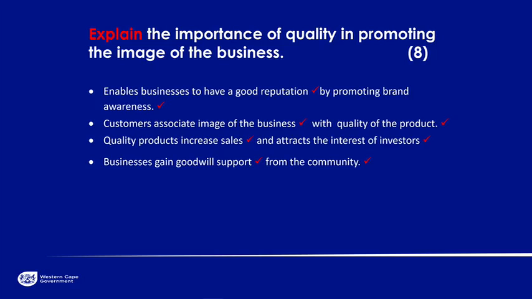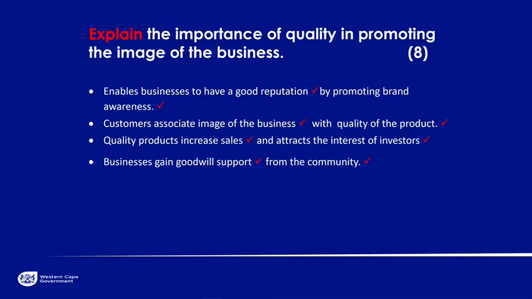Customers associate the image of the business. So there you're talking about the image of the business as your statement, with the quality of the product. Okay, so there you are linking the image of the business to the quality, and you're saying that those 2 items are linked to each other. If you have good quality, your business gets a good image as well. You can say actually customers associate the image of the business. They associate it with what? With the quality of the product.